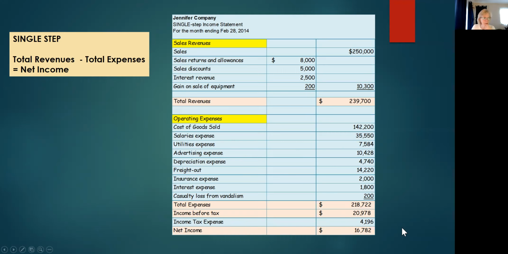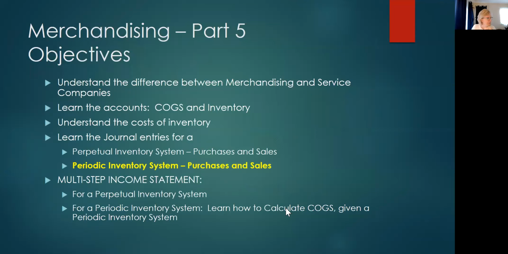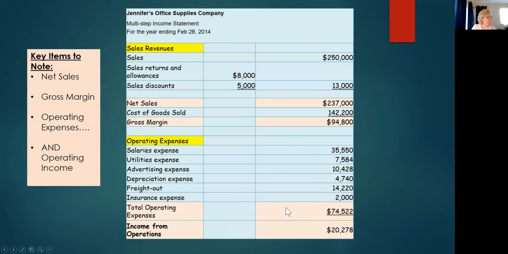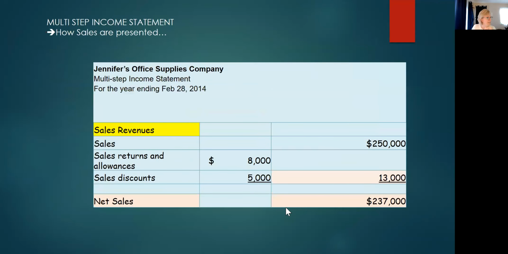And again, in my PowerPoints, the pink highlighted are calculations. All the rest are accounts. Okay. See if we can go back here. But now we want the multi-step income statement. So the multi-step income statement has the word step, which means that we have subtotals.